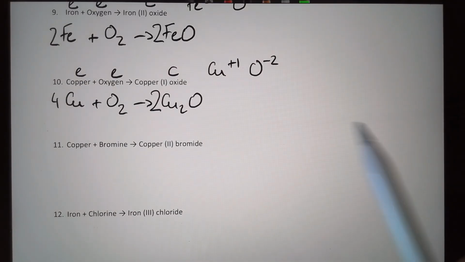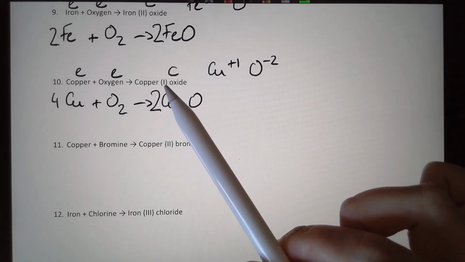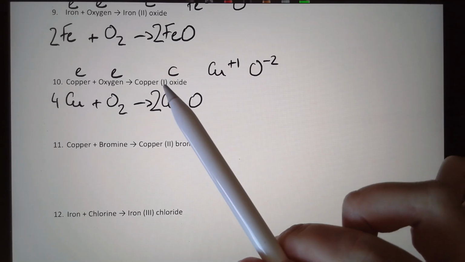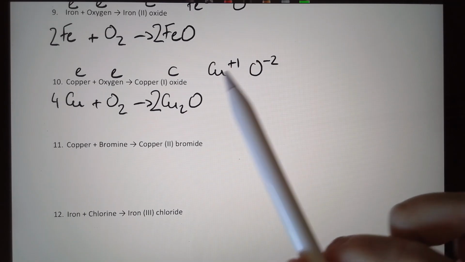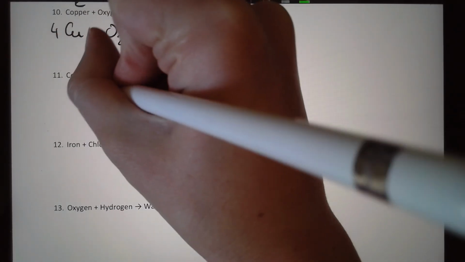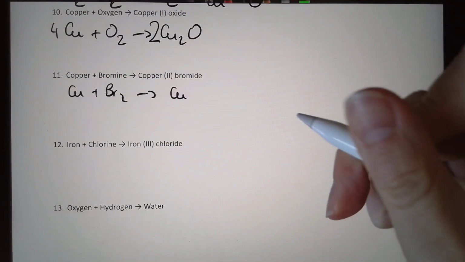a big 4. Just to note with these transition metals, the reason I'm using the Roman numerals is because the position in the periodic table does not tell me their charge. The Roman numeral tells me the number of the charge, and because they're metals, I know they will always be plus. Copper and bromine, similar, Cu and Br2 goes to, it's copper 2, so it's got a 2+ charge.